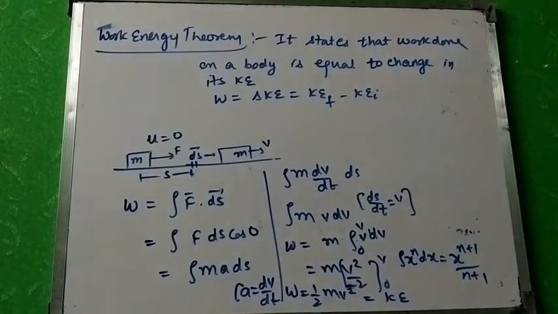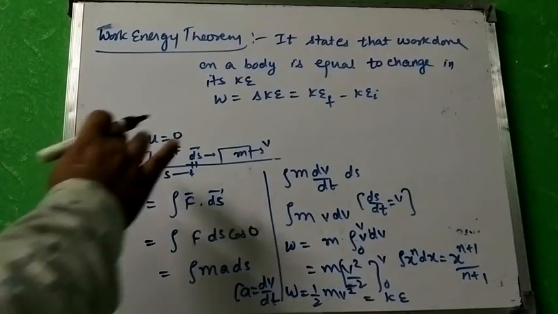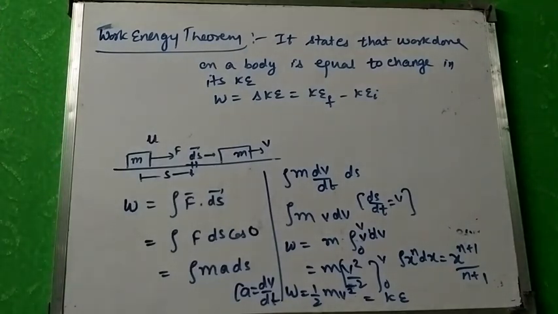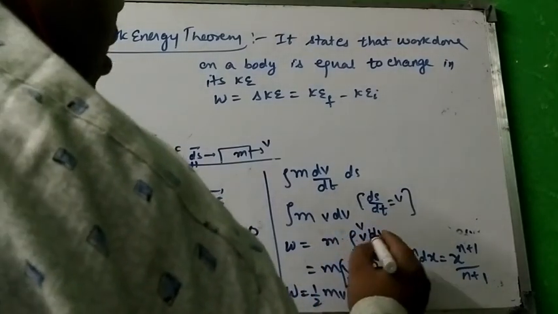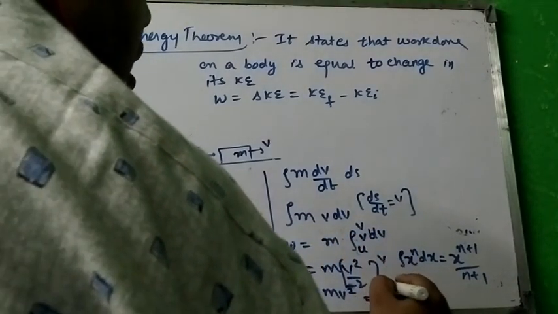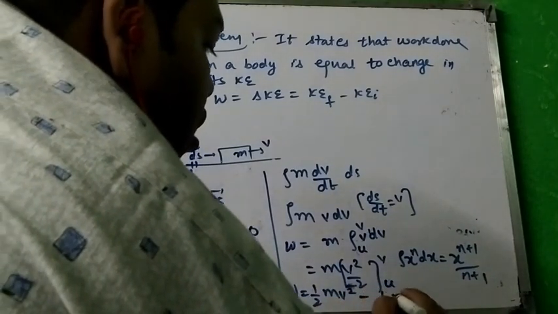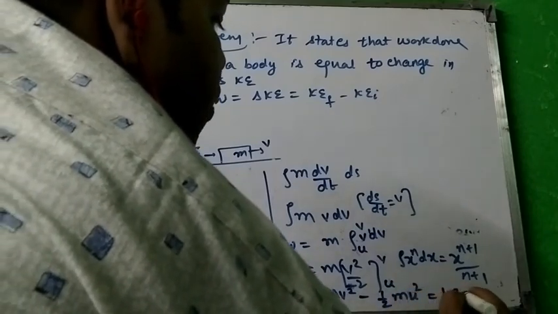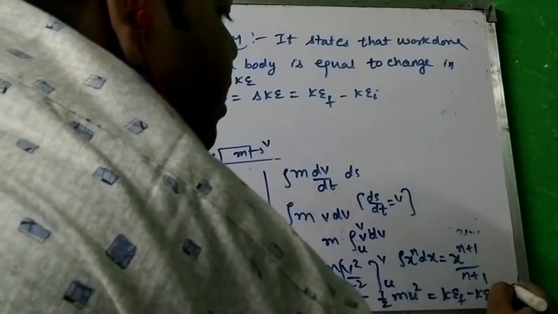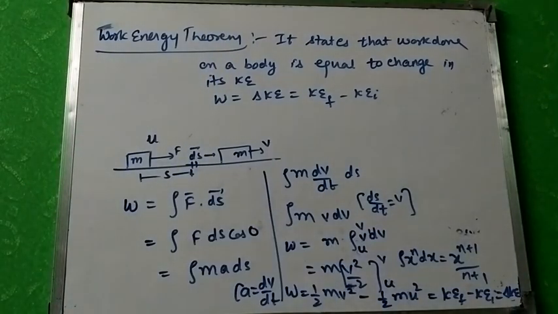Its derivation is the same as that of kinetic energy, but the only difference is that the initial velocity need not be 0. Initial velocity can have any value, so you just change the limit from u to v. It becomes half m v square minus half m u square, which is kinetic energy final minus kinetic energy initial, that is delta K. This is the work energy theorem: work done is equal to the change in kinetic energy.